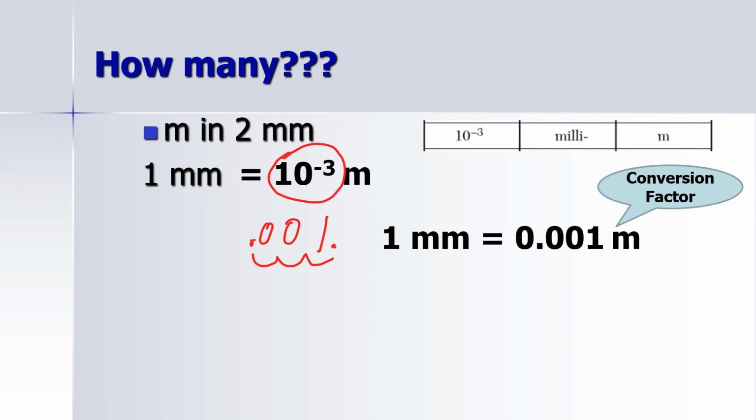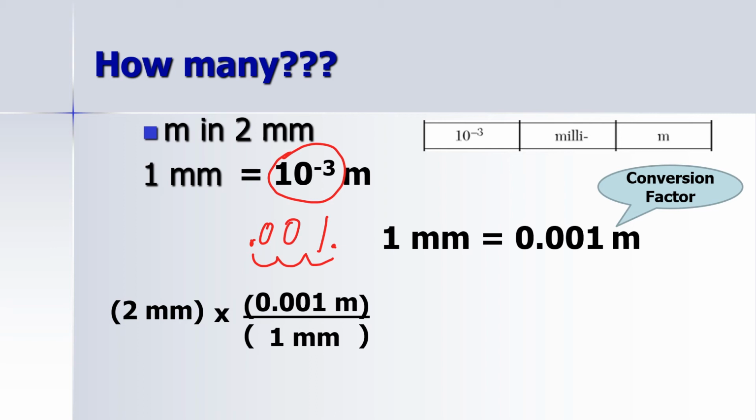And that is our conversion factor. Now we can take the number that's given in the question, which is 2 millimeters, and multiply that with our conversion factor. But now we want to figure out what we want to put on the top and what we want to put at the bottom. So look at the question. The question is asking for how many meters we have in 2 millimeters. So we want our answer to be in meters, which means we will put the 0.001 meters at the top and we'll put 1 millimeter at the bottom.